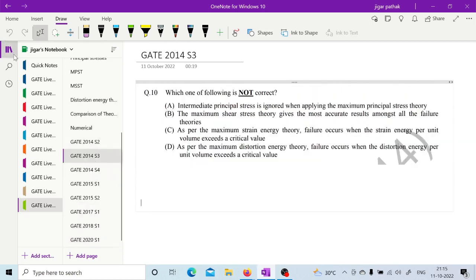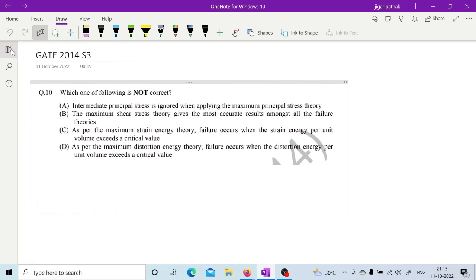This one here is from 2014 session 3. Which one of the following is not correct? Can you read the options and tell me? Anyone? B. Correct. B is incorrect, right?